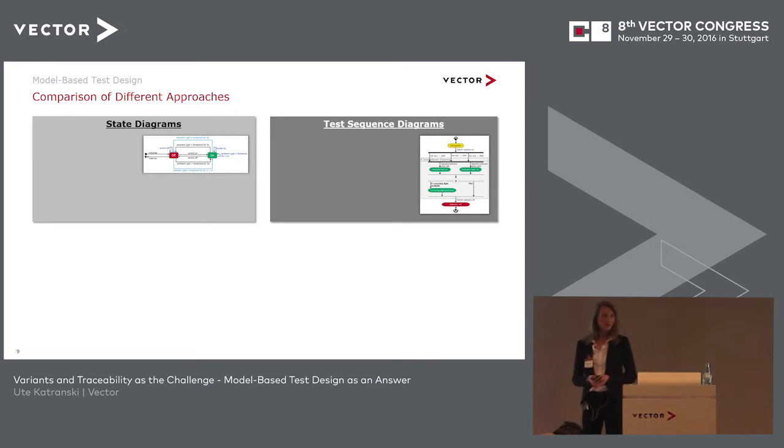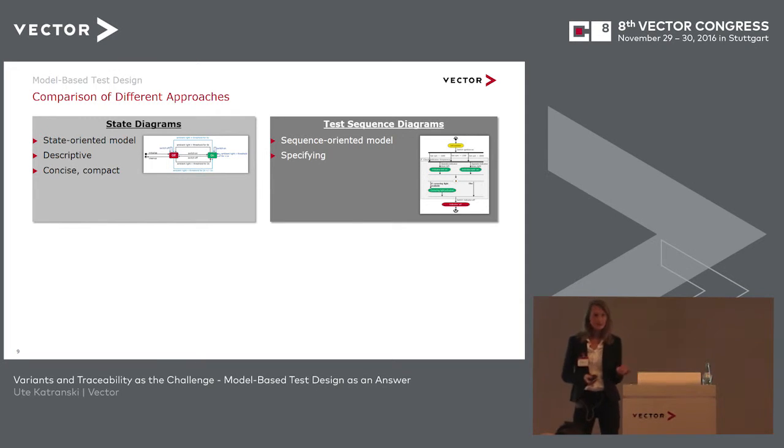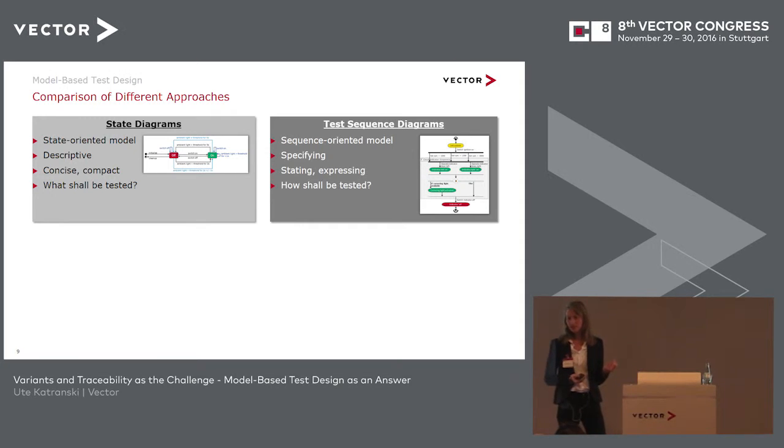So we have two approaches, state diagrams on the one hand and test sequence diagrams. What is the difference? When do I take what? Well, state diagrams are state-oriented, test sequence diagrams are sequence-oriented. So here I do descriptions. With the test sequence diagram, it's more that I do specification. On the left-hand side, it's more concise, more compact, and the test sequences are expressing: what shall be tested? That's the question I asked for the state diagram, or how shall it be tested? That's the test sequence diagram.